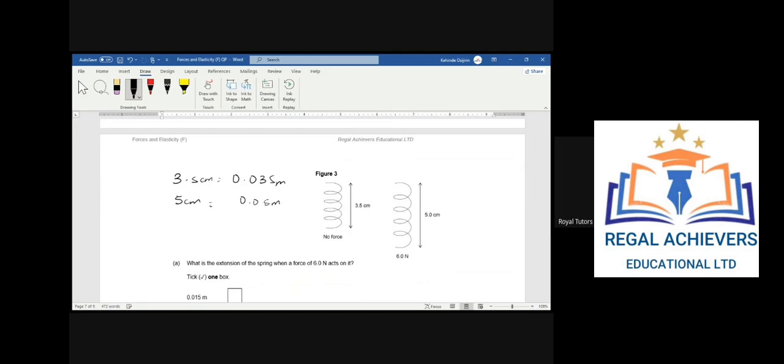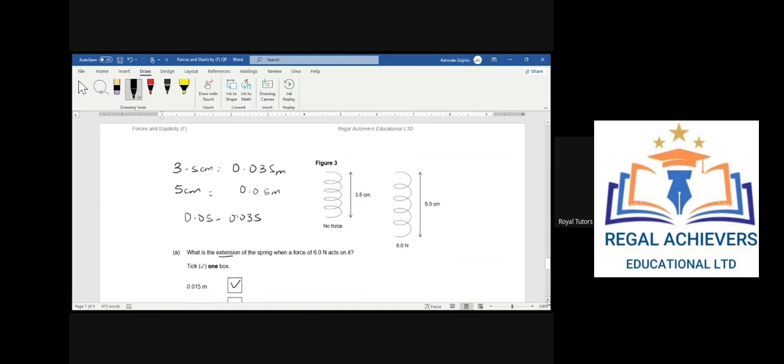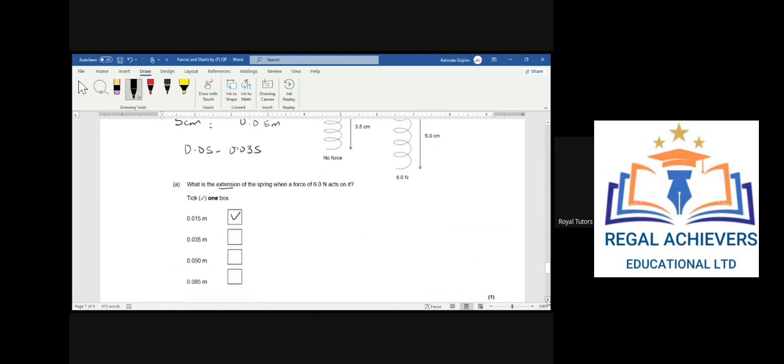So to determine the extension of the spring when a force of 6.0 Newton acts on it, you just want to find the difference between the two. You find the difference by subtracting 0.035 from 0.05. That will give you your answer regarding the extension, and that will be 0.015 meters. Don't forget to always check the unit before you attempt the question.